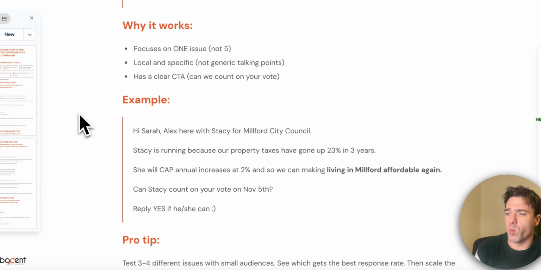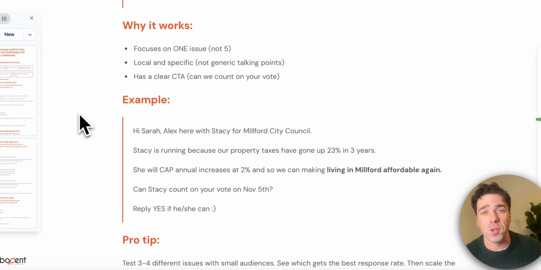So why this works: it focuses on one issue, not 5. Like I said earlier, a lot of these political text messages are way too long. You don't need to put every issue that your campaign cares about. Pick one. I would say 1, in some cases maybe 2 or 3 in a political text message, but for this specific case, choose one that you know is your winning issue and hit people with it, right? Property tax is a great issue for this. Nobody likes their property taxes going up, okay? It's a great issue to hit people with and see if you can get support for it. Again, it has a clear CTA.